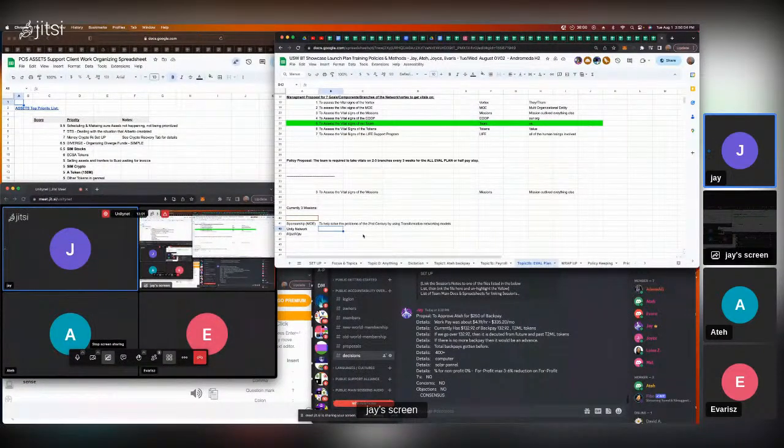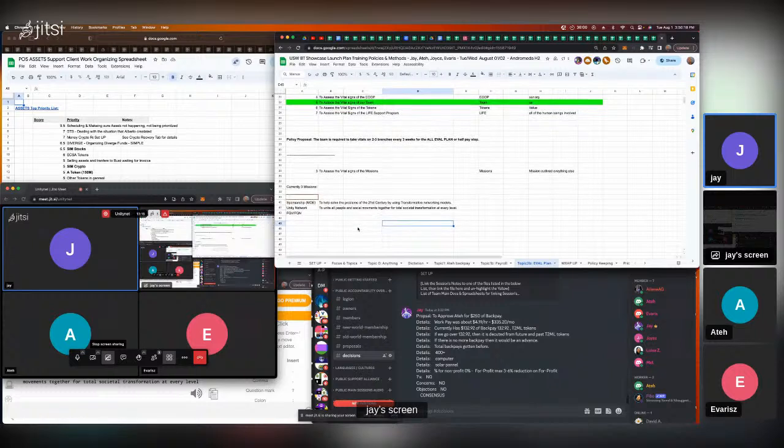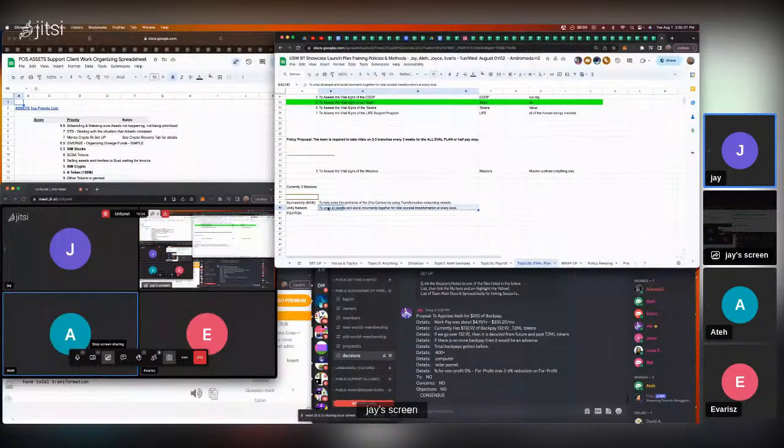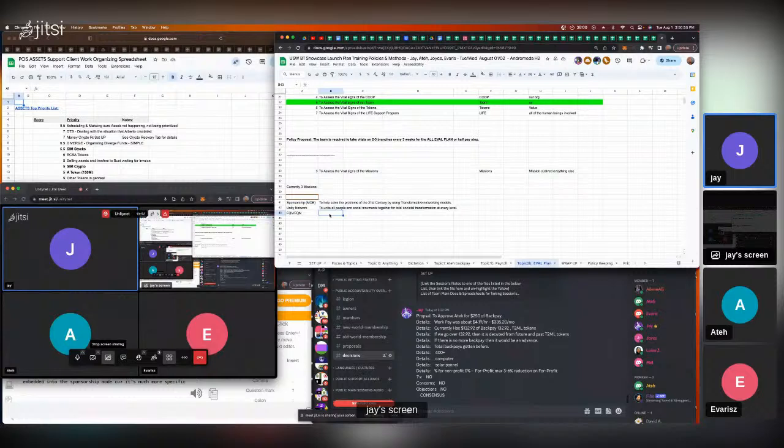So the Unity Network mission is to unite all people and social movements together for total societal transformation at every level. That's the Unity Network mission, which is very, very different from the sponsorship mission. When you look at the UniNet mission, it's very, very specific. Our goal is to unite people and social movements together and to have total societal transformation. Whereas the sponsorship is just to help solve problems of the 21st century utilizing transformative networking. So you can see how different these missions are. One is very broad, and the Unity Network is embedded into the sponsorship mode because it's much more specific. Okay, does that make sense?